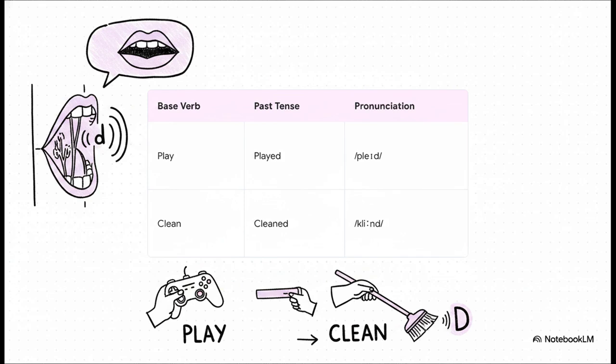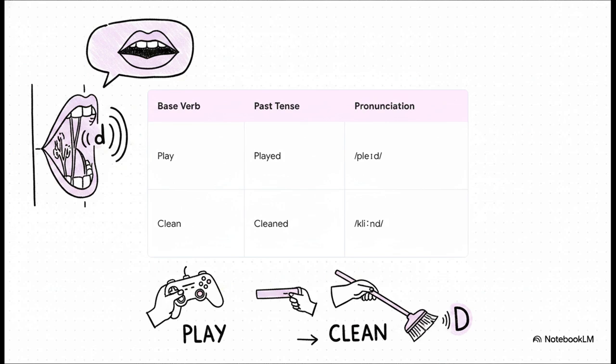And that brings us to rule 3. This rule is for all the other verbs that end in a voiced sound. Think back to our physical test with the word play. You felt that buzz, right? Well, because the base word vibrates your vocal cords, the past tense ending must also vibrate. So, the ED makes a pure D sound. Play becomes played. Clean becomes cleaned. Again, absolutely do not overpronounce a silent E here.